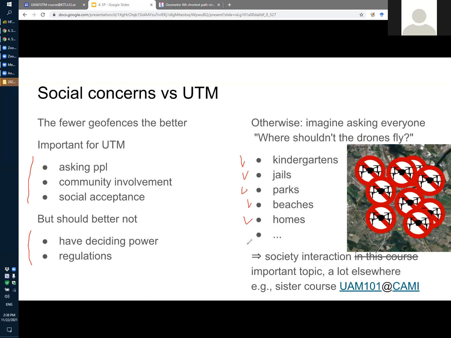I'm not saying that it's wrong to interact with the society, but we don't really go into details. Well, there are some projects. If you're interested, then of course that's an interesting topic. You can see more in this course that I already mentioned. But per se, we don't do much societal interaction in this course, as important as it is.